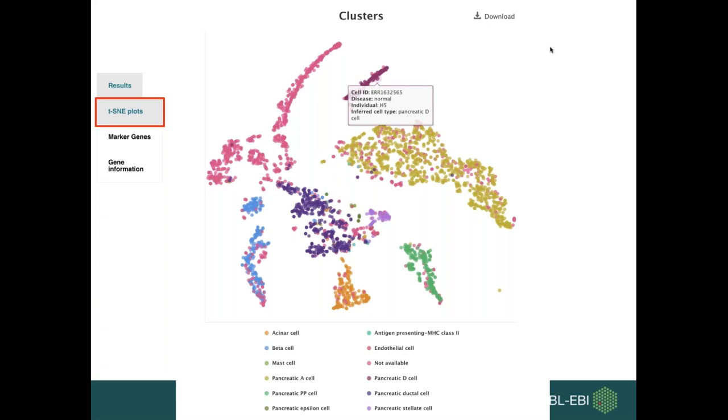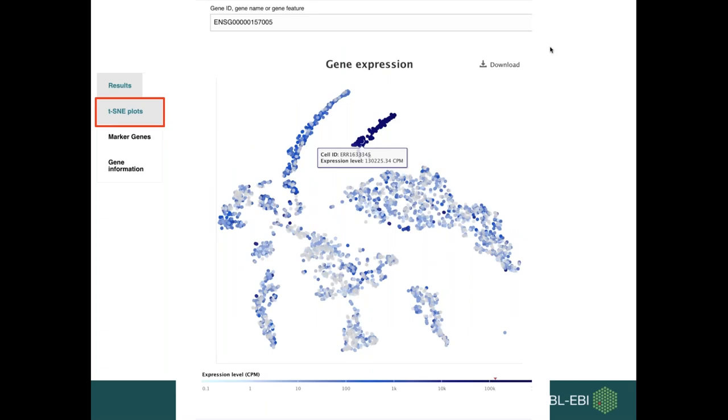You can also hover over each individual point or cell of interest, and a tooltip will pop up. This contains additional information about the individual cell, such as its identifier, some additional metadata or information about the sample it came from, and in this case, the inferred cell type. So in the second t-SNE plot, what you can see is the actual gene expression level for your gene of interest in each individual cell.